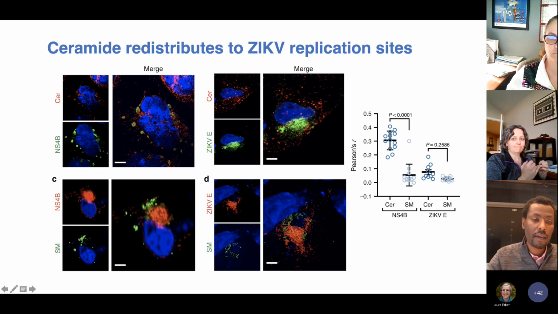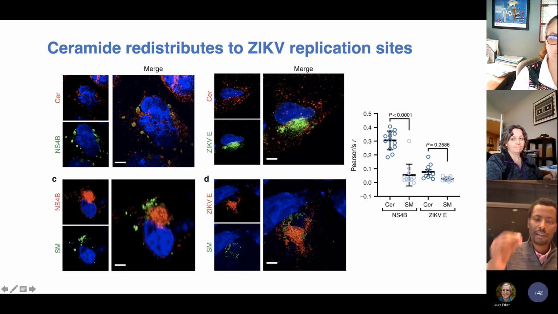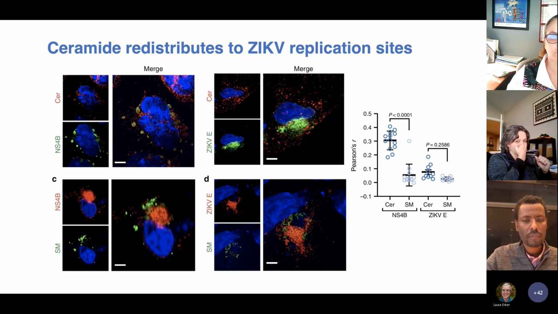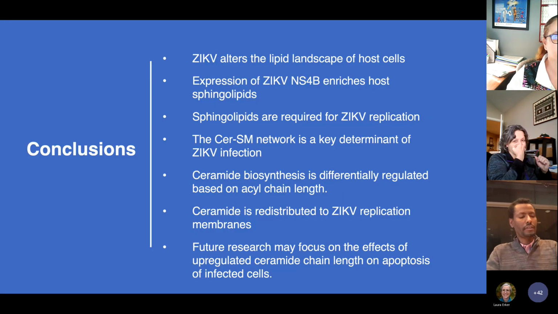If you look at these other structural proteins of the virus, which are not a marker for replication sites, for example, the envelope protein of ZIKV, it doesn't co-localize, again showing that ceramide is specifically targeted into the replication sites. So this brings me, I think, to my conclusion.